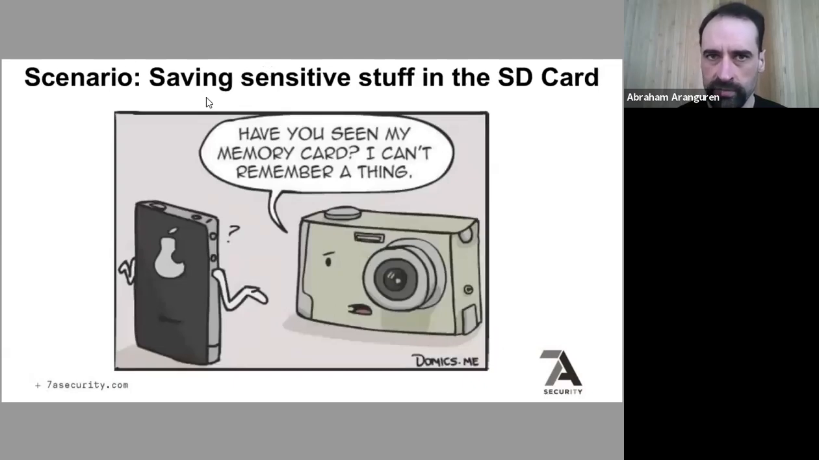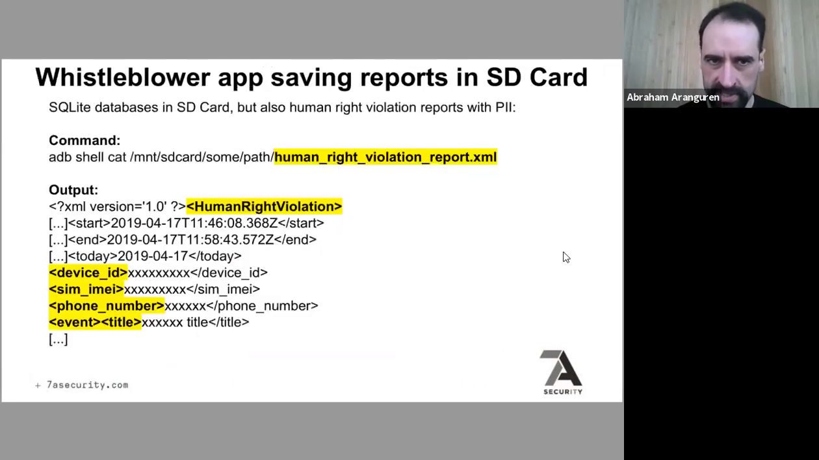So, some examples of saving sensitive stuff on the SD card. This was a whistleblower application. It was an application meant to be used in a country where the government is kind of abusing the population and things like this. The application was trying to allow the population to report human rights violations. So unfortunately, the data for these human rights violations was being saved on the SD card.